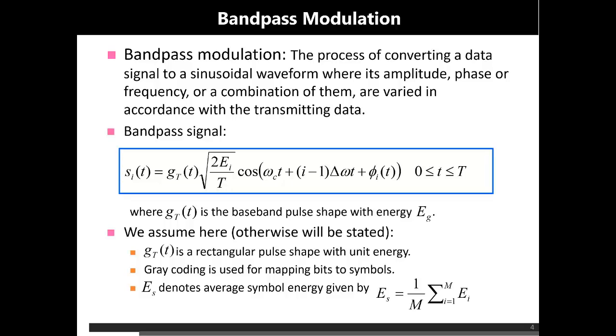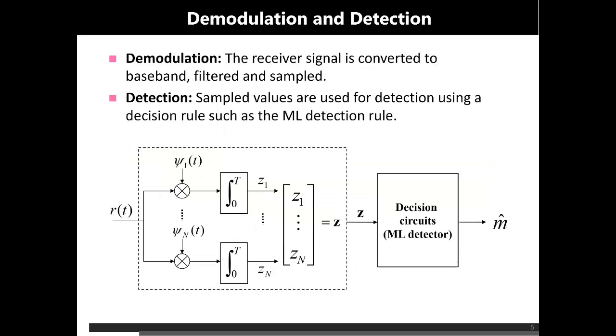But in order to have the main concept only, for simplification, we may assume that this is a rectangular pulse, but in practical systems, it will be replaced by some other pulses like root raised cosine filter, or it can be any realizable shape. And we will also assume gray coding for the mapping of bits to symbols throughout these series of lectures.